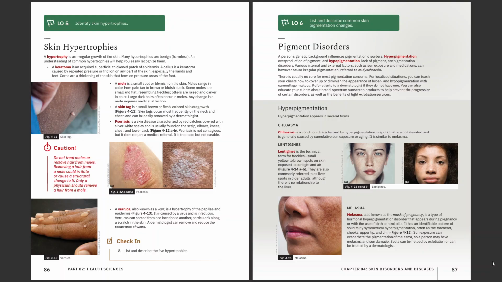A skin tag is a small brown or flesh-colored skin outgrowth. Figure 4-11. Skin tags occur most frequently on the neck and chest and can be easily removed by a dermatologist.